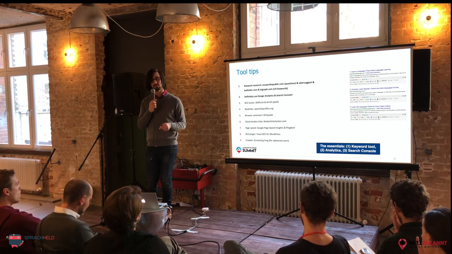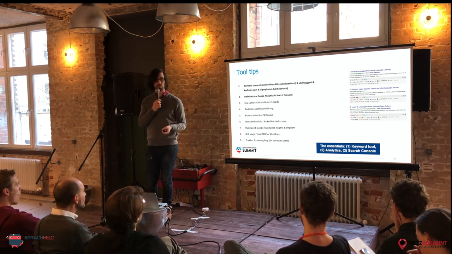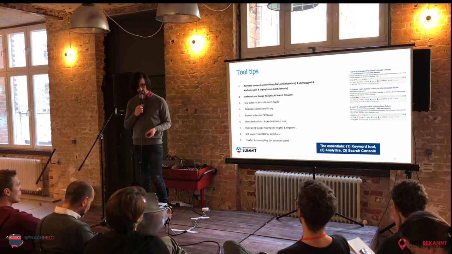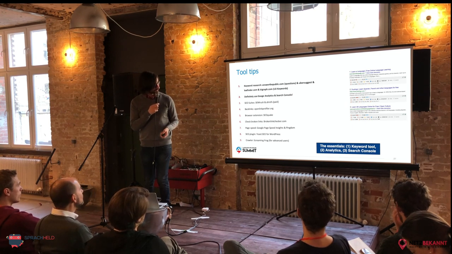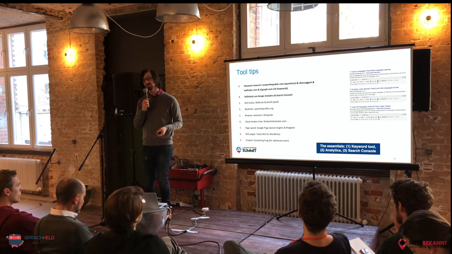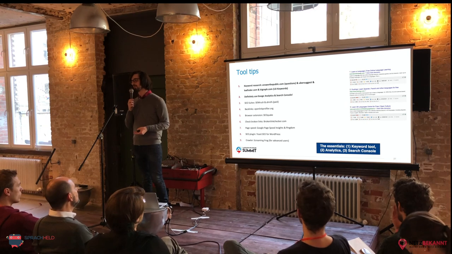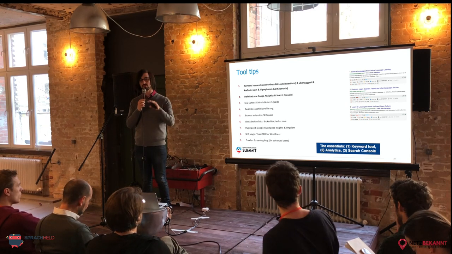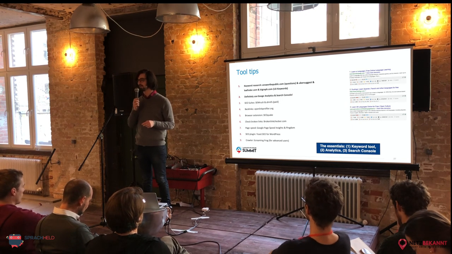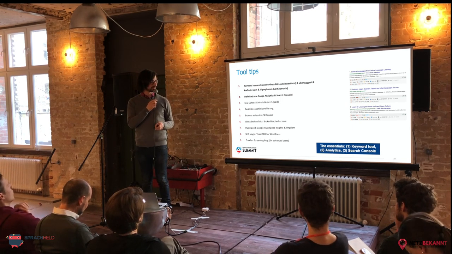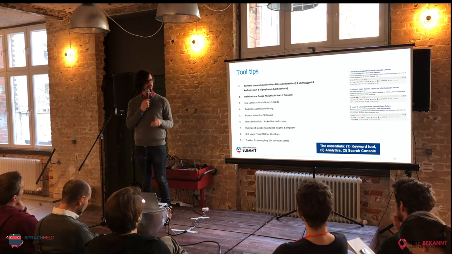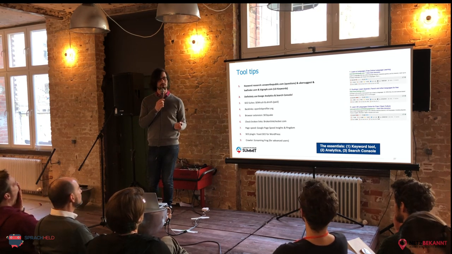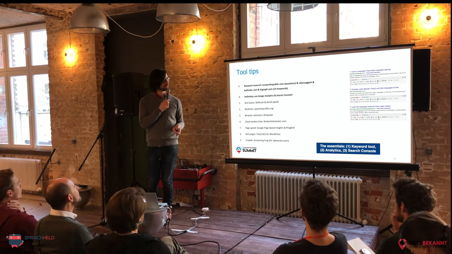Page speed: it's important that your website loads quickly. Google PageSpeed and Pingdom are two good tools. And Yoast is a cool tool for WordPress, if you're using a WordPress blog, to do SEO on the content piece that you're writing. And Screaming Frog is a good crawler, but that's for advanced users. So the essentials are a keyword tool, Google Search Console, and Google Analytics.